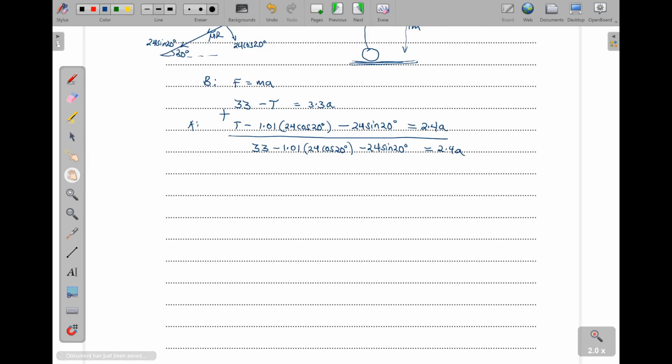So meaning I'll get whatever I have on the left here, and then I divide it by 2.4. So 33 minus 1.01 into 24 cos of 20, and then minus the 24 sine of 20. Then we divide by the 2.4. So what is that acceleration there? Okay, so we put everything in the calculator.